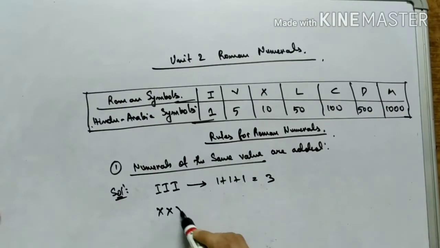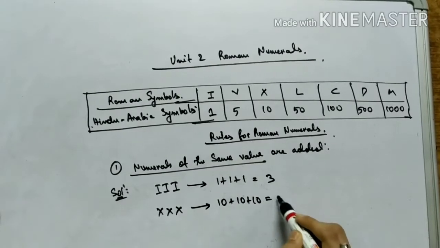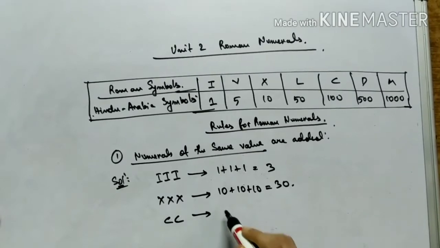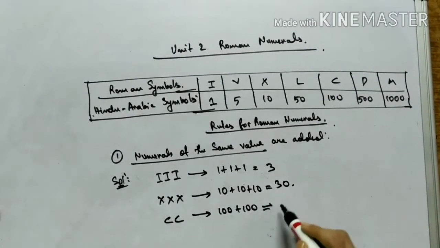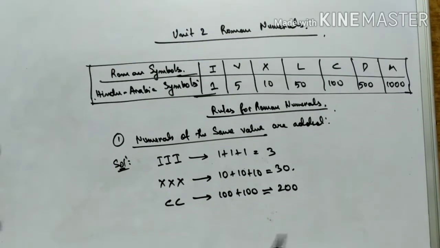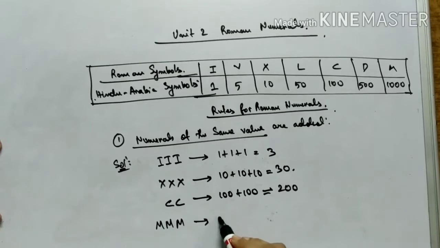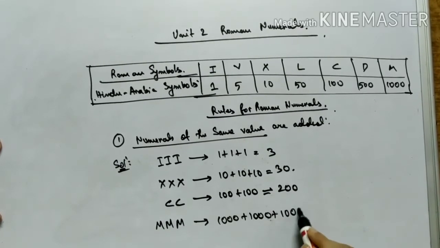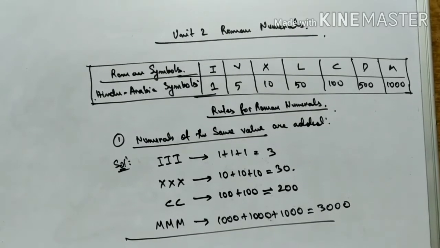Next it is XXX. This is 10 plus 10 plus 10, which equals 30. Next, CC. This is 100 plus 100, which gives me 200. Next it is MMM. This is 1000 plus 1000 plus 1000, which equals 3000. So numerals of the same value are added.